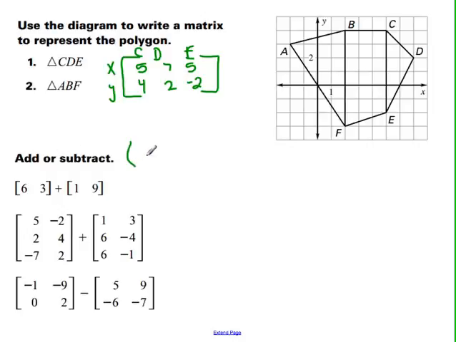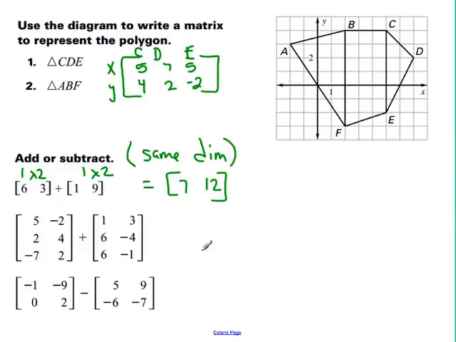When we add and subtract matrices, we just need to make sure that they have the same dimensions. For instance, this is a 1 by 2, and this is also a 1 by 2. Then we're going to add row 1, column 1 element with row 1, column 1 element. We'll just add those together. So that's going to be 7, and 3 plus 9 will just give us 12. Again, make sure to leave a gap in here so you don't think this is the number 712.